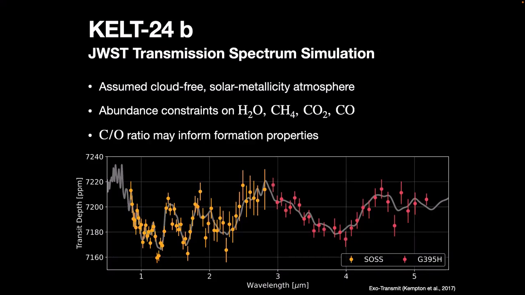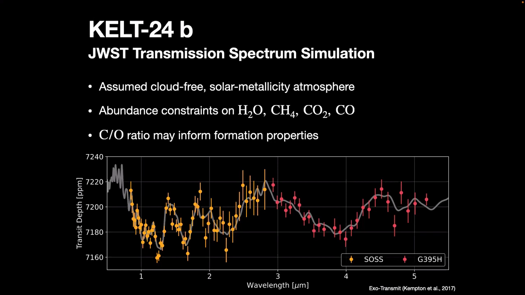We also simulated a transmission spectrum just to convince ourselves that this could be a good and viable target for JWST to observe. What we did here is we used ExoTransmit from Kempton et al. 2017. By assuming a cloud-free solar metallicity atmosphere, something we believe is in good agreement with what we believe KELT-24, the star, to be, we show that we're able to constrain abundances of water, methane, carbon dioxide, and carbon monoxide.